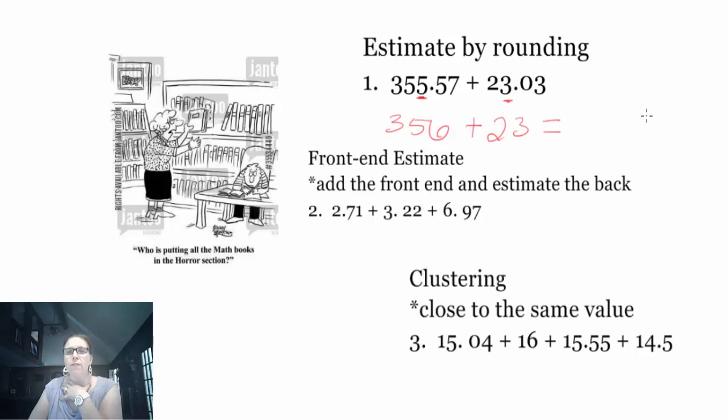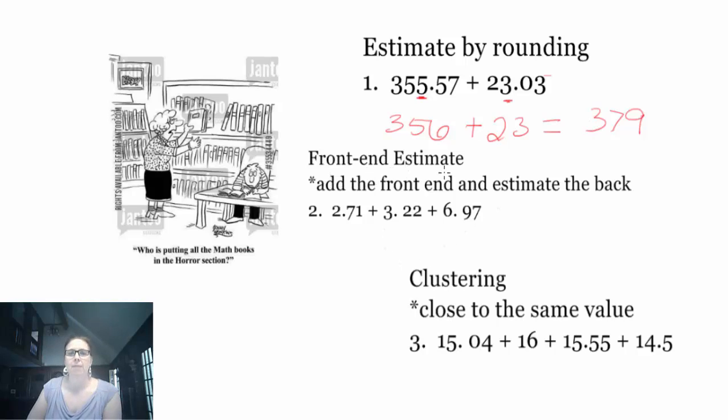So 350, so that's going to be 379. When you actually do the problem up here, if you got 380 as your answer, you'd be like, oh, that's pretty close, so it must be right, or something like that.